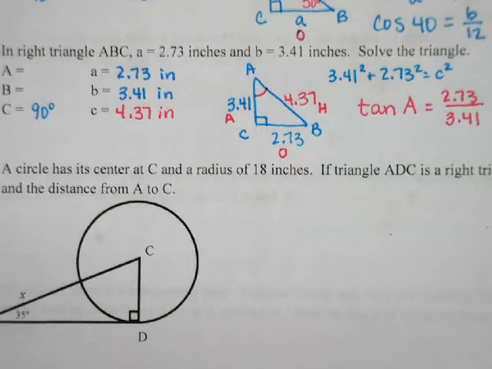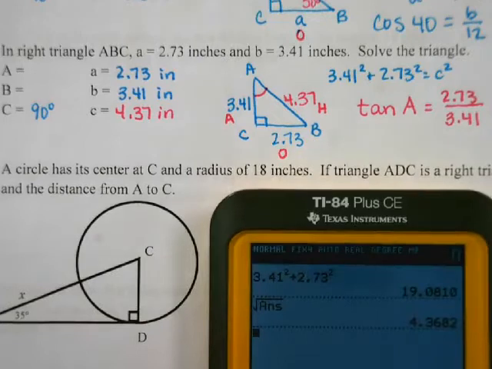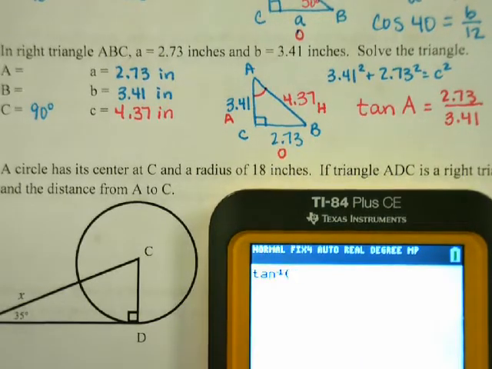Do I have an angle? No, I need the angle. So how am I going to type this guy in my calculator? Tangent to the -1, right? The arc function. Second tangent. And you can type the fraction in. That's okay. 2.73 divided by 3.41.